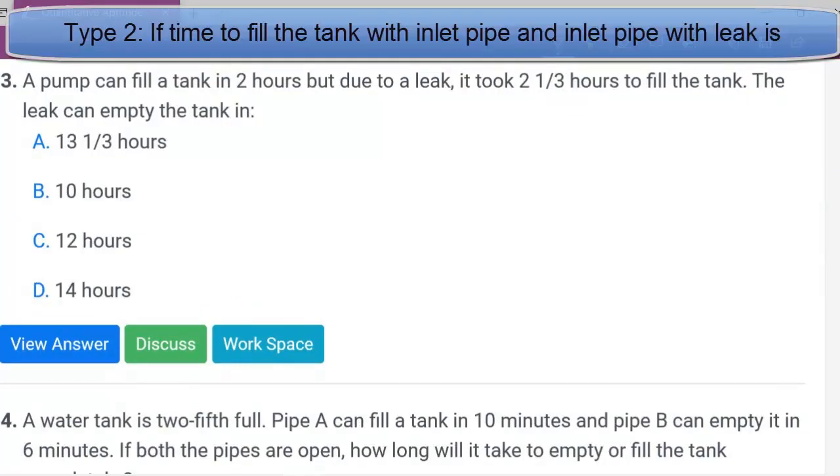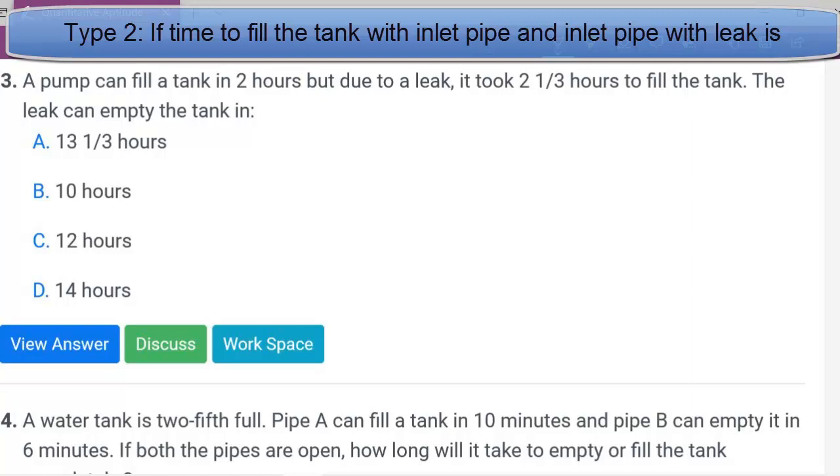Let's go to another type of a question. The question says a pump can fill a tank in 2 hours, but due to leak it took 2 1 by 3 hours to fill the tank. The leak can empty the tank in. So we will proceed in the same way as we did in the last question, right?